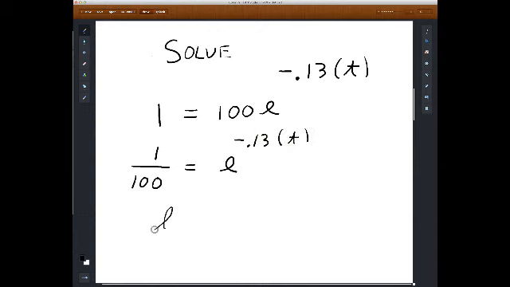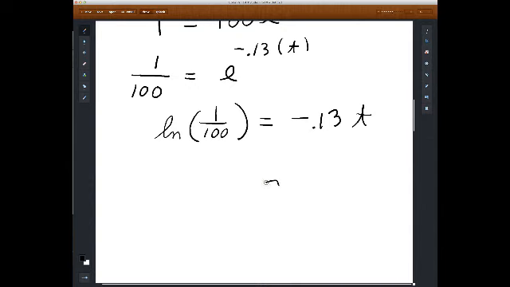Taking logarithms, we see that the natural logarithm of 100 is equal to negative 0.13 t. And then solving for t, what you find is that t is approximately equal to, let's say, 35.4, and that's in terms of years.